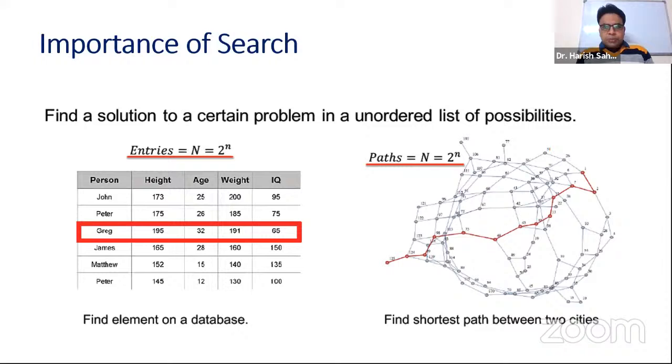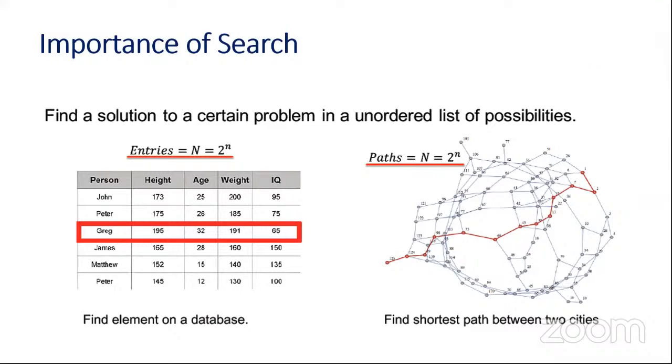So let's suppose we have this kind of table, where personal data is available: person, height, age, weight, and IQ. And let's suppose this data is not sorted at all. If I want to find Greg in this table, then what do I have to do? Can anyone tell? If this data is not sorted and I want to look for Greg in this table, what do I have to do?